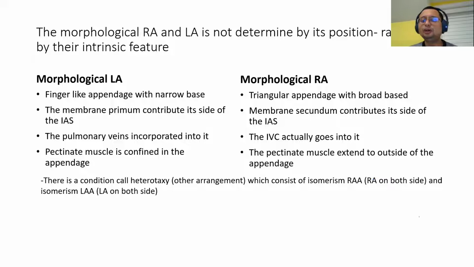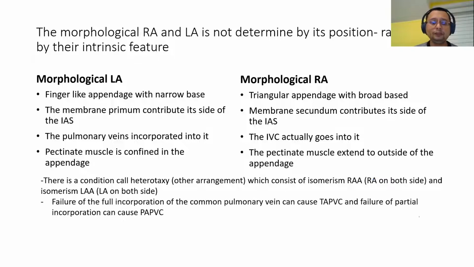There's also a condition called heterotaxy. Hetero is other and taxis is arrangement, so other arrangement, in which both of the atria are morphologically the same. If both atria are morphological right atria, we call it isomerism of the right atrial appendage, which is one type of heterotaxy. If both of the atria are left atria, we call it isomerism of the left atrial appendage, so left atrial heterotaxy.